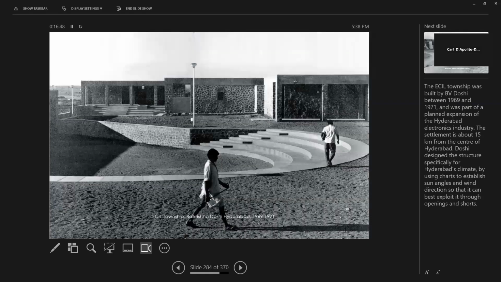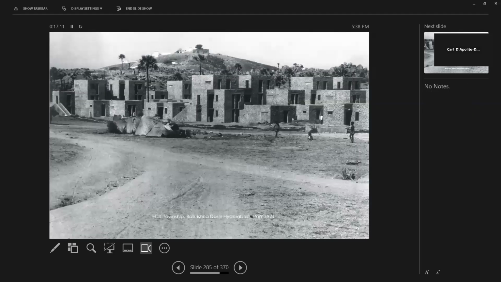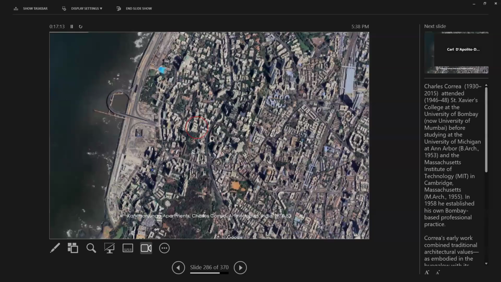This is clearly crafted by the wind, and he also did this township, Aranya Township, outside of Hyderabad, which is also designed to be windy. It's based on the wind angle, so the wind moves through the buildings. So it's interesting to see if that works and how that operates.